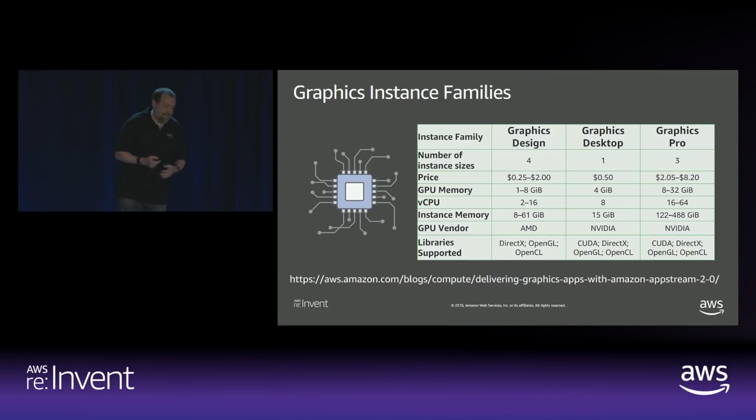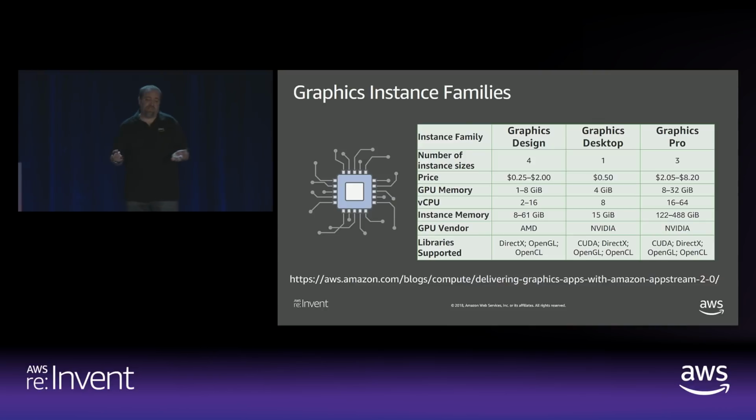Graphics design runs on an AMD FirePro, the FirePro S7150x2. I can never remember that particular sequence of numbers, so I have it in the notes. It's ideal for delivering applications that rely on hardware acceleration of DirectX, OpenGL, or OpenCL. That includes Adobe Premiere Pro, Autodesk Revit, Siemens NX. If you need CUDA support, our graphics desktop family is the first to offer that. So the NVIDIA K520 GPU, that's the same as our GPU-based workspaces.